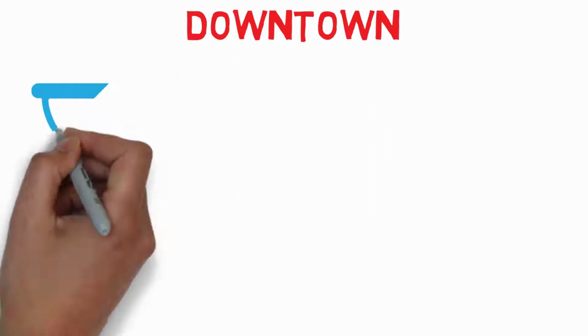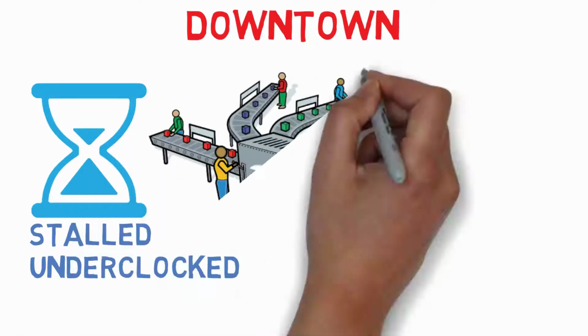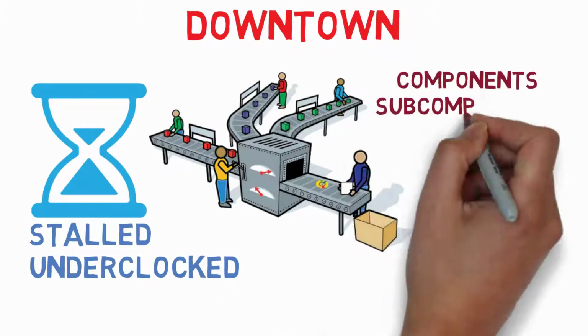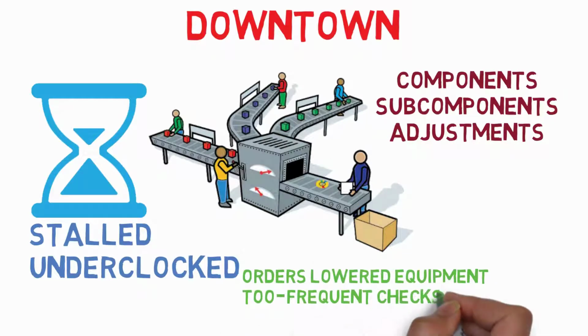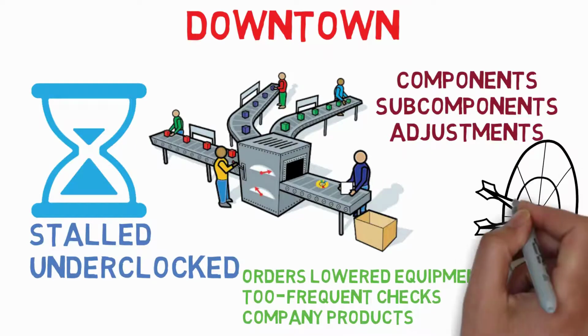Downtime. Downtime occurs regularly, usually as the duration of forced inactivity caused by a stalled or clogged downstream operation. Manufacturing may come to a halt due to a shortage of components and subcomponents, adjustments in orders, lowered equipment, too frequent checks, company products, and much more. Companies should set one or more of the following targets to achieve that spending reduction.